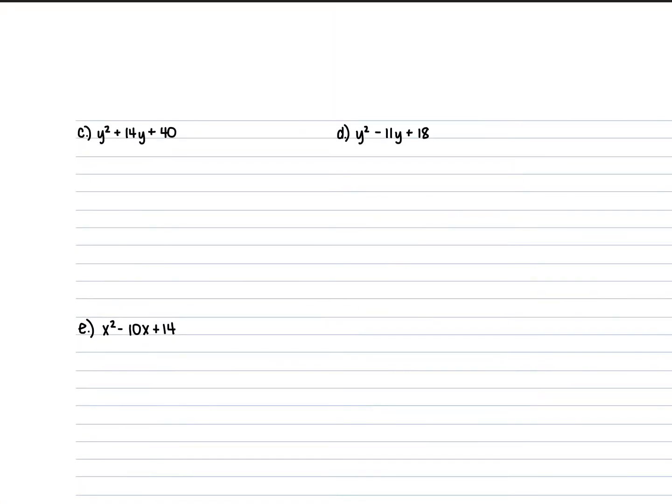For our next example, C, we have y squared plus 14y plus 40. Now for this one, your 14 is positive and your c term is 40. So we're finding the factors of 40 that add up to be a positive 14. If you know off the top of your head that 4 times 10 is 40 and 4 plus 10 is 14, you don't necessarily have to find every single factor of your c term. So this just gives us y plus 4 times y plus 10 when it's factored completely.